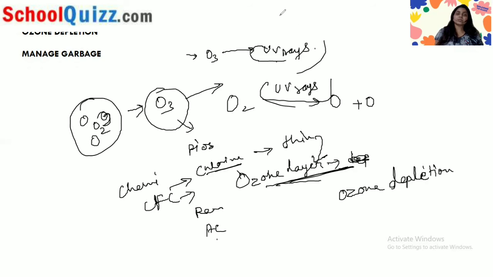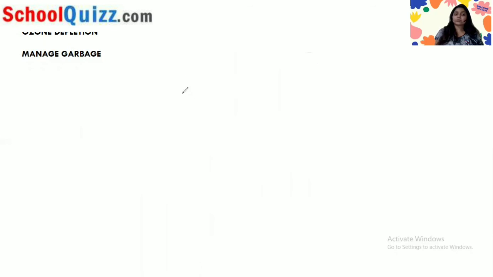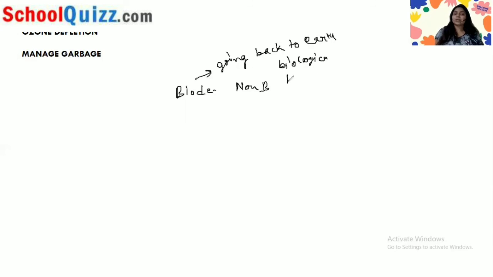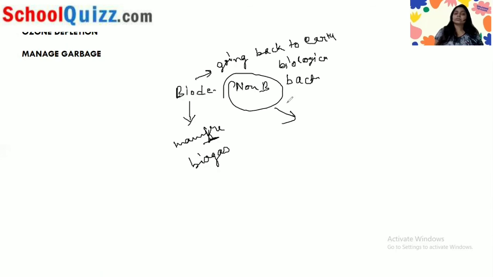Now, what is managed garbage? In our environment we have two types of garbage: biodegradable and non-biodegradable. What is biodegradable? It means it can go back to the earth. It can be broken down by biological processes, by bacteria and fungi, and reduced to manure and biogas. Non-biodegradable garbage does not go back to the earth, so it is harmful to us and our environment.